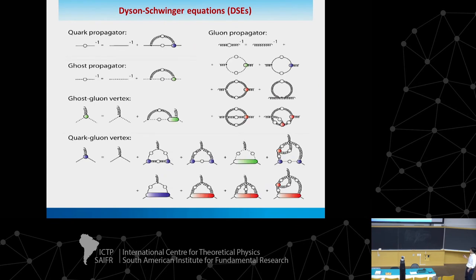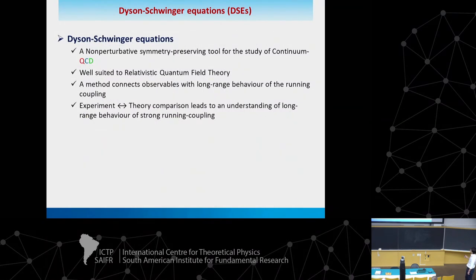Besides the quark propagator Dyson-Schwinger equation, there are also many other Dyson-Schwinger equations. This is for the quark, for the gluon propagator, for the ghost-gluon vertex, and for the gluon propagator and quark-gluon vertex. The Dyson-Schwinger equation is a symmetry-preserving tool for the study of continuum QCD. It is well suited to realistic quantum field theory. It is a method that connects observables with the long-range behavior of the running coupling. And the experimental and theory comparison leads to an understanding of the long-range behavior of the strong running coupling.